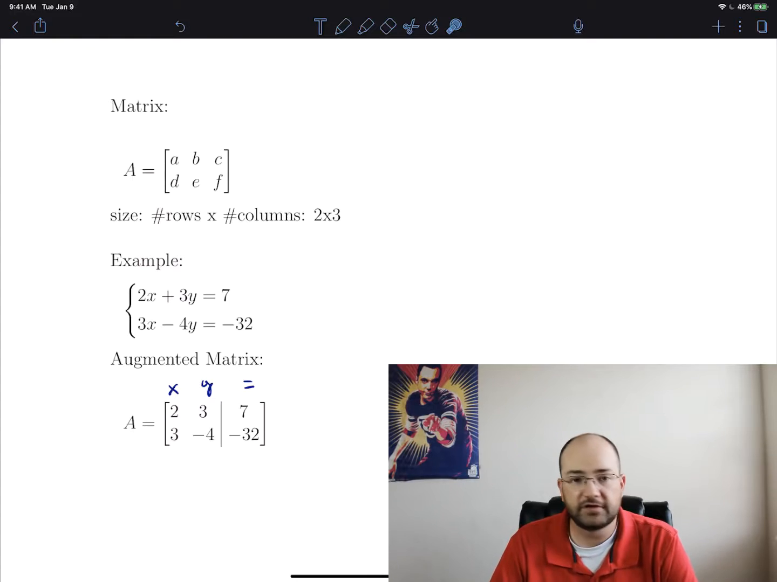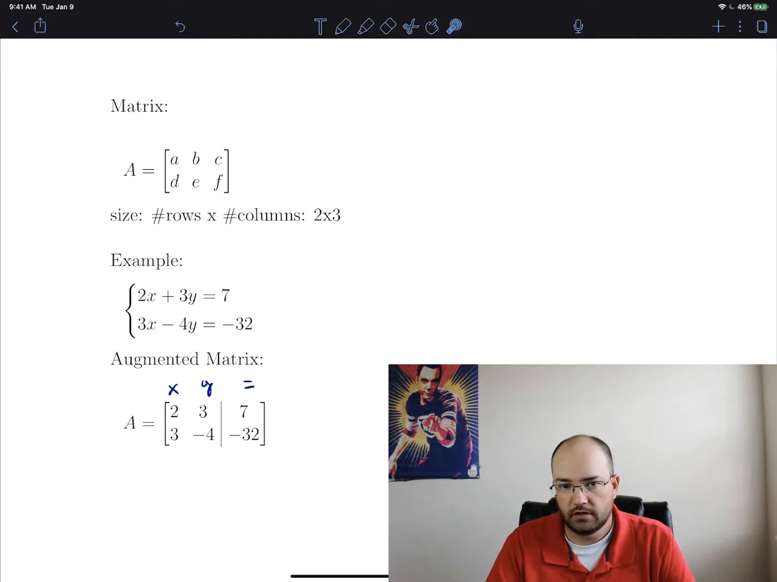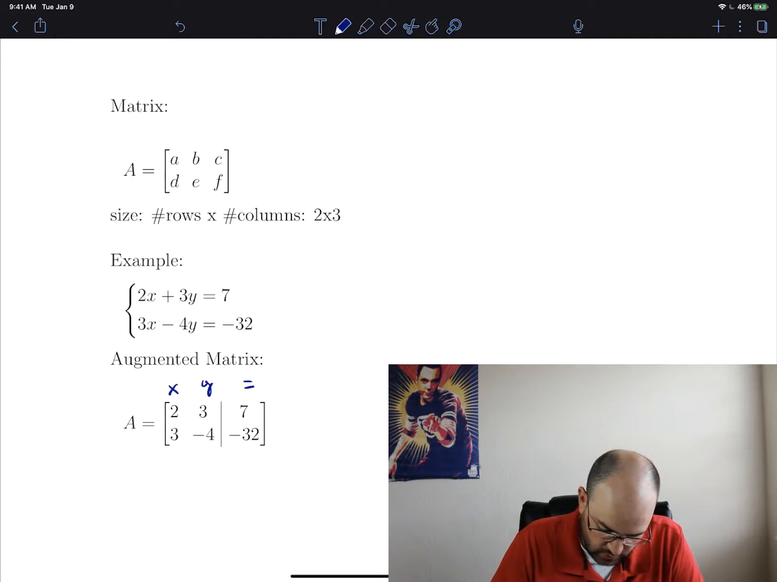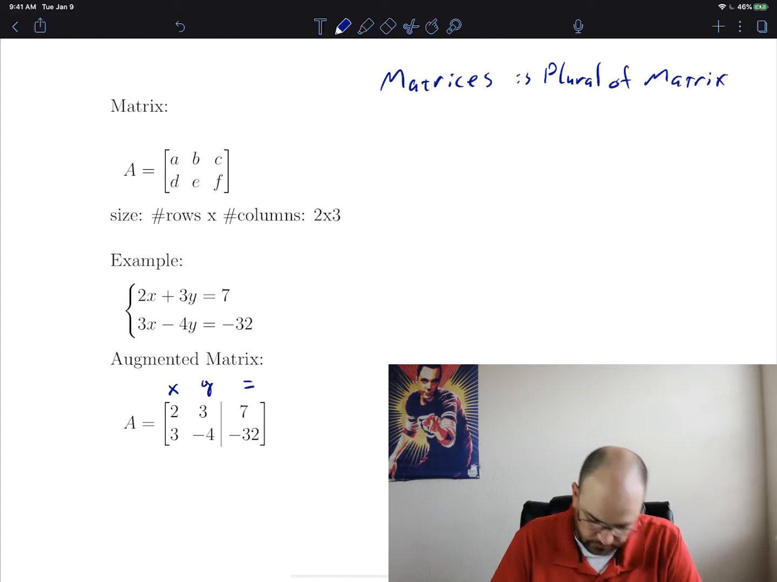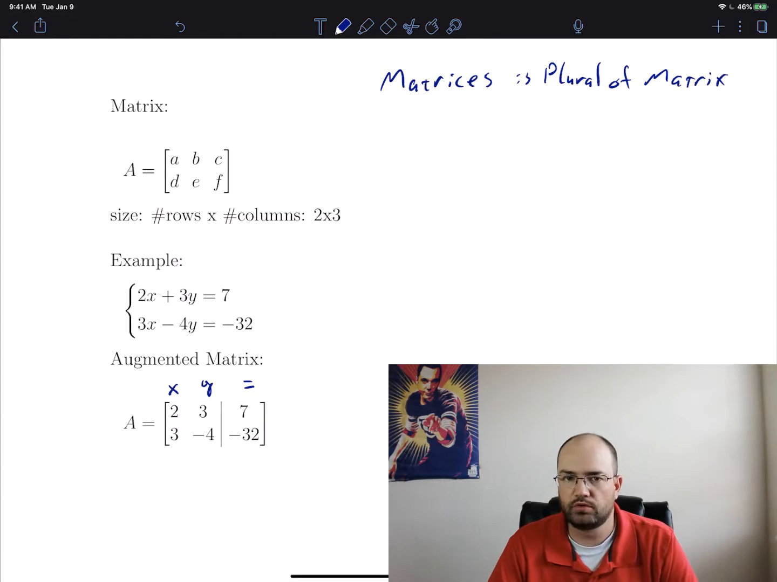All right, well, there you go. That is a quick introduction to matrices and to specifically augmented matrices. By the way, I keep using this word. Matrices is the plural of matrix.